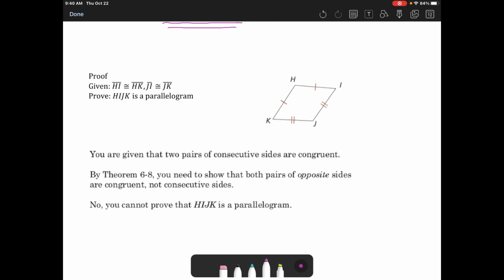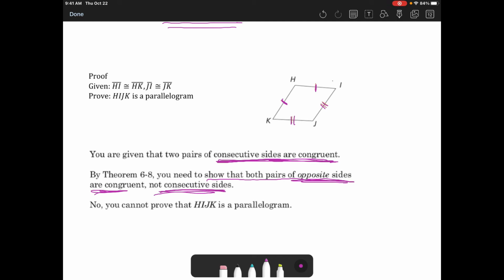All right, given that HI is congruent to HK, and JI is congruent to JK, prove that it is a parallelogram. You are given that two pairs of consecutive sides, so two sides next to each other, are congruent. So by theorem 6-8, you need to show that both pairs of opposite sides are congruent, not consecutive sides.